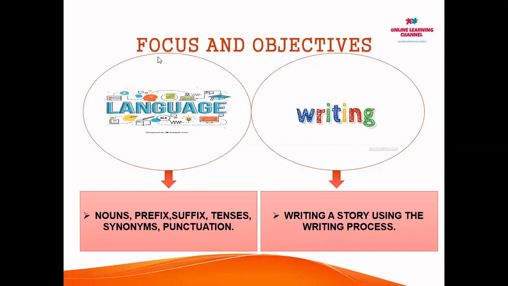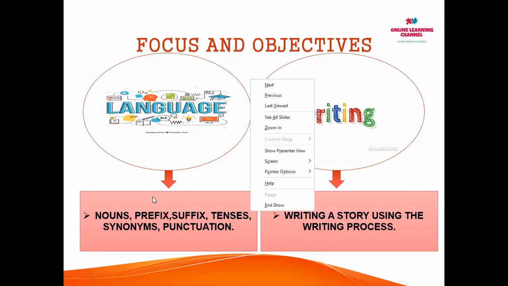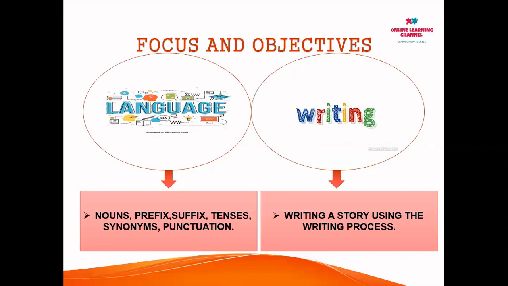For language, I'm going to focus on week 1 and 2 work, which is nouns, that's common nouns and proper nouns in specific. Then I'm going to have prefixes and suffixes. Then tenses, which we're going to be focusing on the present tense today. Then we're going to have synonyms. If you don't know what that is, synonyms are words that are similar. And then we're going to do punctuation: comma, full stop, and inverted commas.